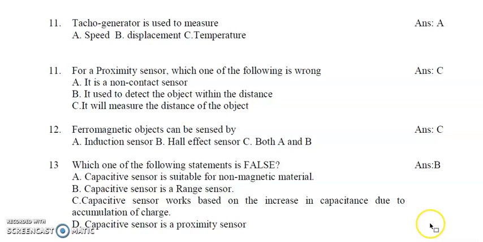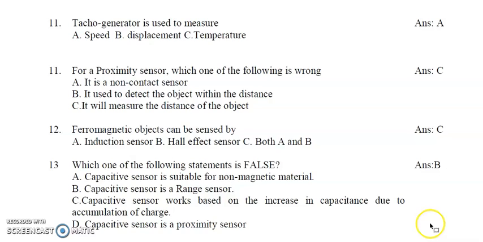In the case of Hall effect sensors, it is going to reduce the Lorentz force. By that, the external voltage is going to reduce, and by that we can detect the ferromagnetic objects with the Hall effect sensor. So both A and B can be used for sensing the ferromagnetic objects. Answer C is correct. So 13.